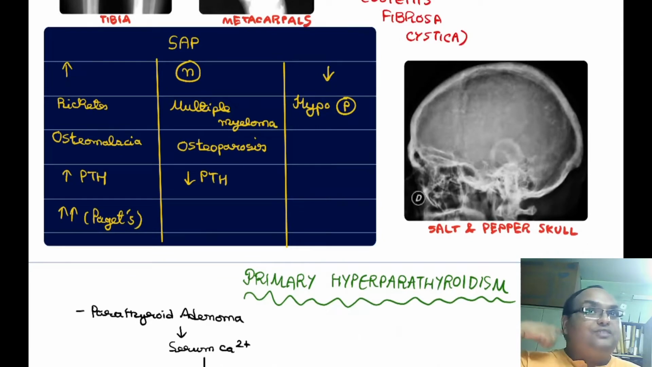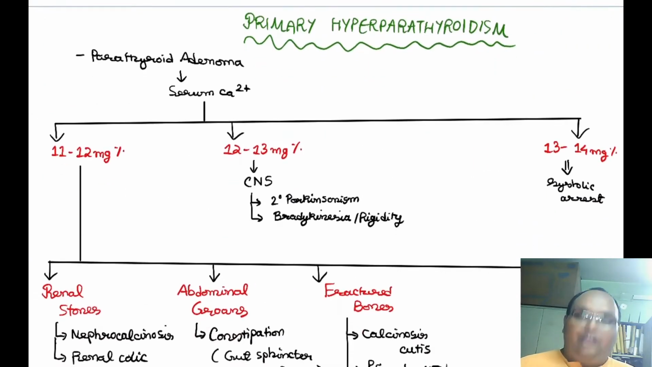So we have some differentials of serum alkaline phosphatase conditions: where it increases, such as rickets, osteomalacia, hyperparathyroidism; where it decreases, hypophosphatemia; and where it remains the same, such as osteoporosis, hypoparathyroidism, and multiple myeloma. Now we'll have a short discussion on primary hyperparathyroidism and secondary hyperparathyroidism.